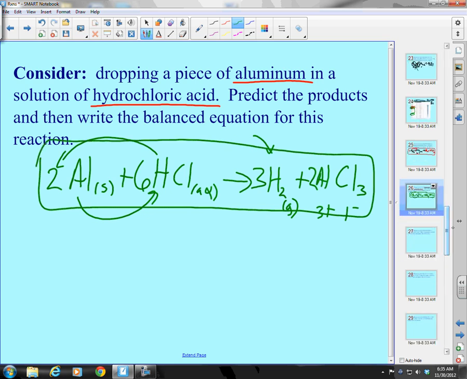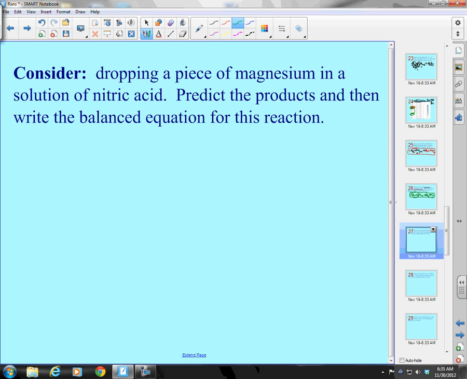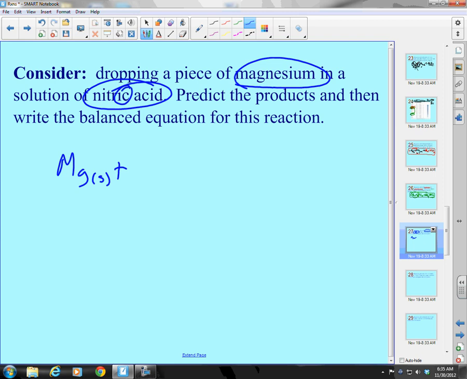Next, I think this is one for you. Give it a shot. Well, what do we have? I have magnesium, and I'm dropping it in nitric acid, Mg, solid, plus nitric. That means it comes from nitrate. Nitrate is NO3, aqueous. We need to check our activity series.